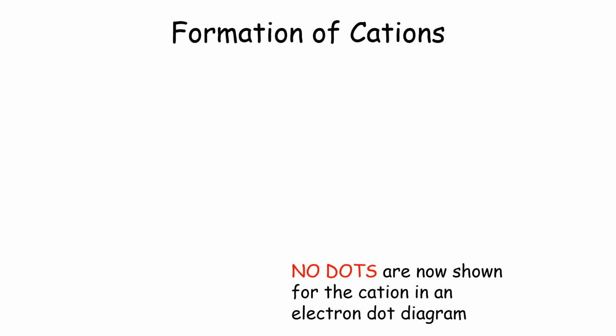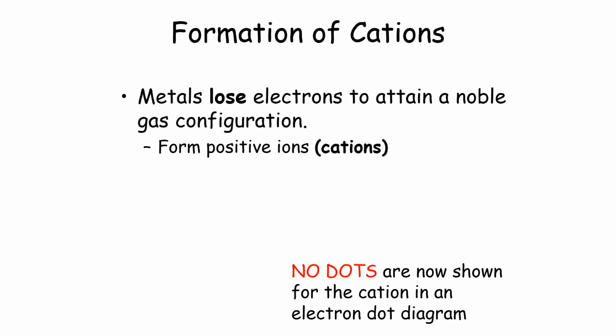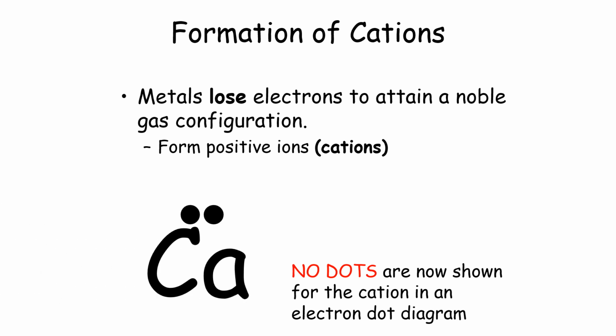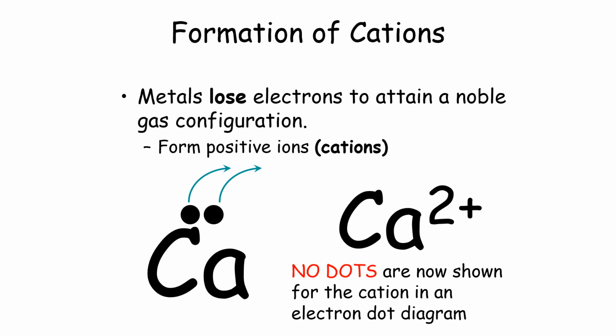So let's start off by looking at the cation. Remember, we said that cations are the positive ions, and they are formed when we have an atom that loses electrons. And metals, for the most part, tend to lose electrons. Metals are on the left-hand side of the periodic table. So let's say we are looking at calcium. Calcium has 2 valence electrons, and those 2 valence electrons are going to be lost. Calcium is going to lose those 2 electrons because that's what's easier for calcium in order to gain a stable or noble gas configuration. So this is what the calcium cation is going to look like.